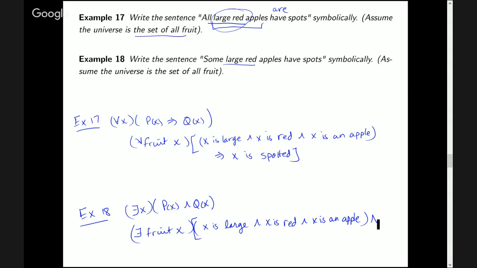And what does that go in? X has spots. That makes sense? That's how we do those. You can have a few of those on your homework as well.